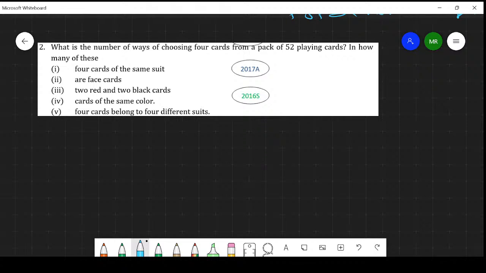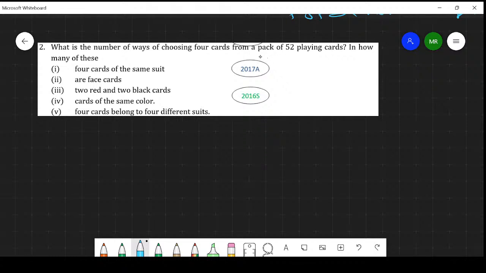Now, what is the number of ways of choosing 4 cards from a pack of 52 playing cards? In how many of these are the 4 cards of the same suit, face cards, 2 red and 2 black cards, cards of the same color, and 4 cards belonging to 4 different suits. So this is the problem. We can do this one. They're talking about playing cards. First question: what is the number of ways of choosing 4 cards from the pack of 52 playing cards?